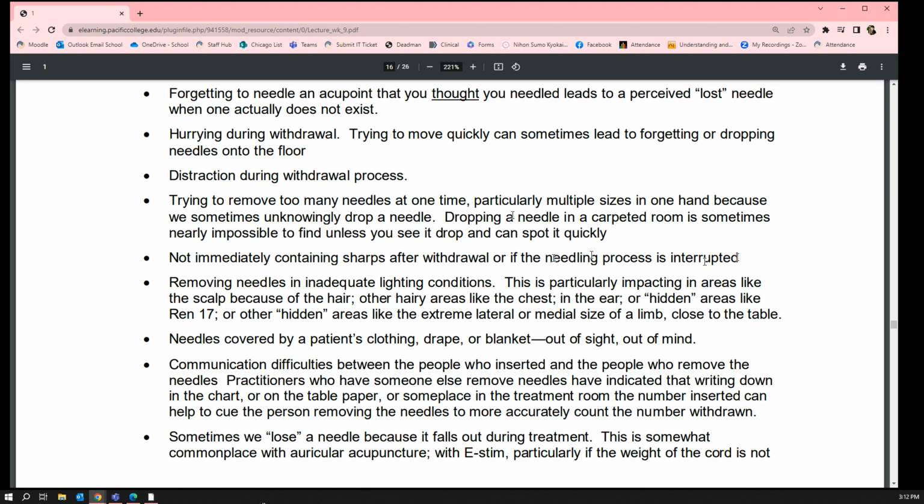Next one here, removing needles in inadequate lighting conditions. Some points might get hidden. You might not see them, so you might forget that they exist. Communication difficulties between the people who inserted and the people who removed the needles. If it's not the same person putting them in and taking them out, if you don't communicate properly, they might not know that they have missed a needle.